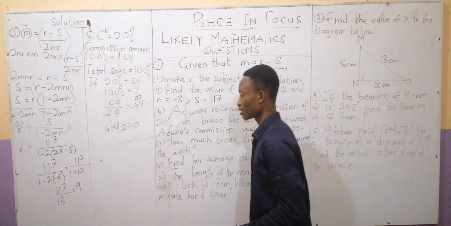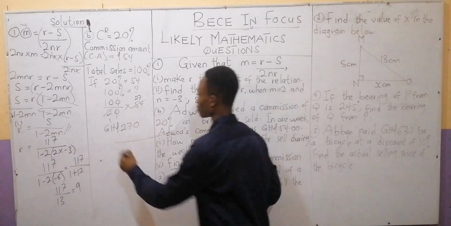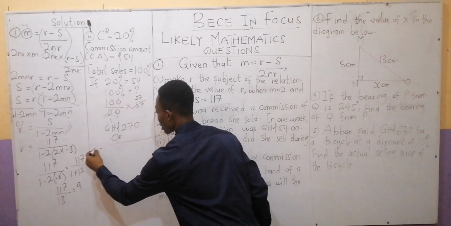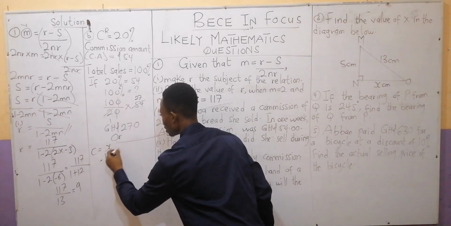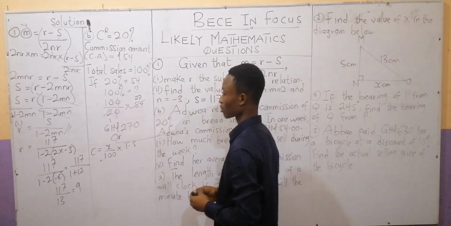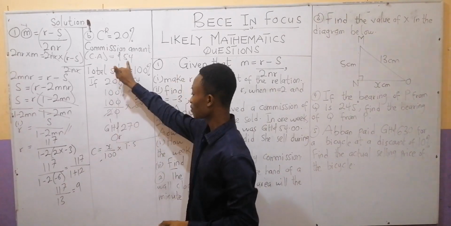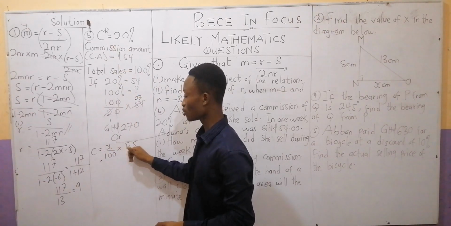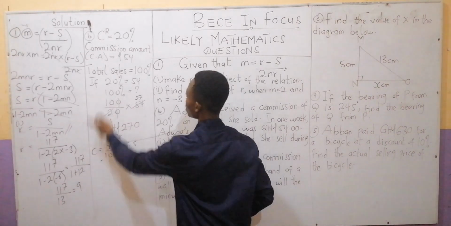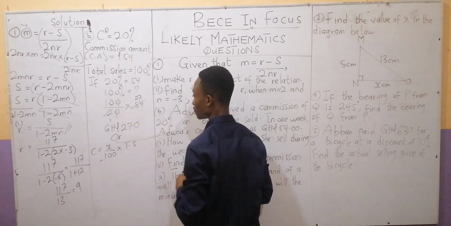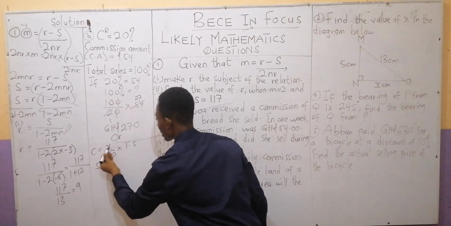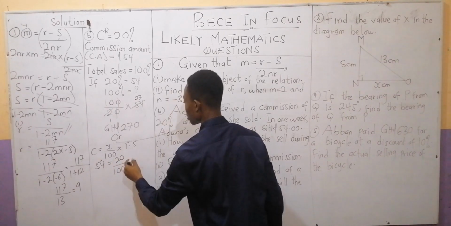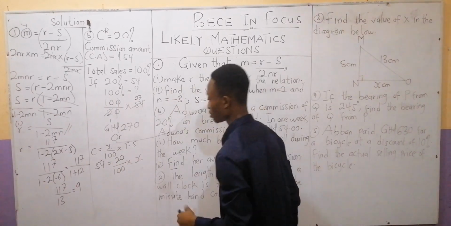How do you go about that? Now, you see, how do you find commission? Commission is always given by the rate over 100 times your total sale. Now we're lucky, the commission is given to be 54. The rate is 20%. Since we don't know the total sale, we choose a variable to represent it. So C is equal to the amount, 54. So 54 is equal to the percentage, that is 20 over 100, times X. Let X equal the total sale.